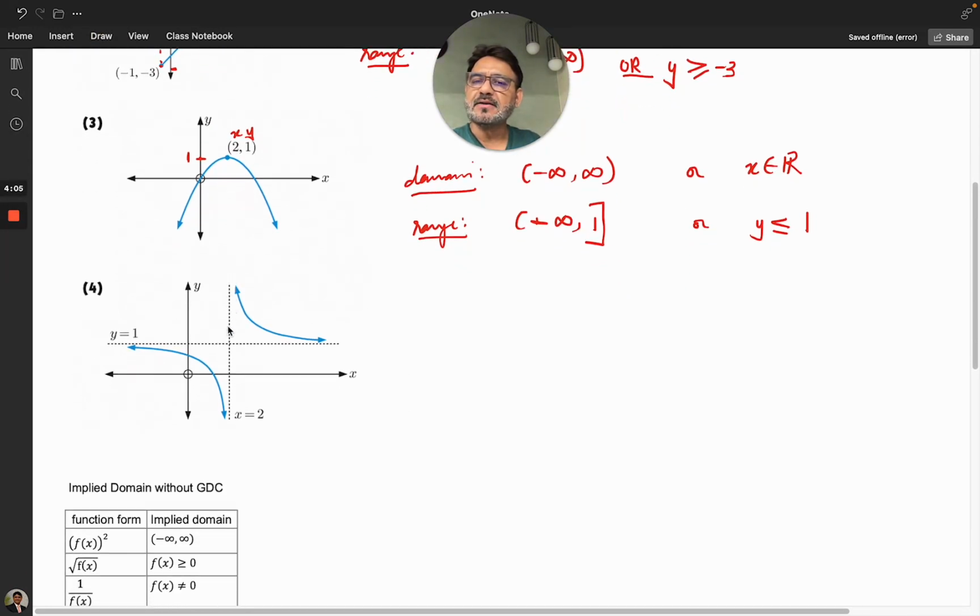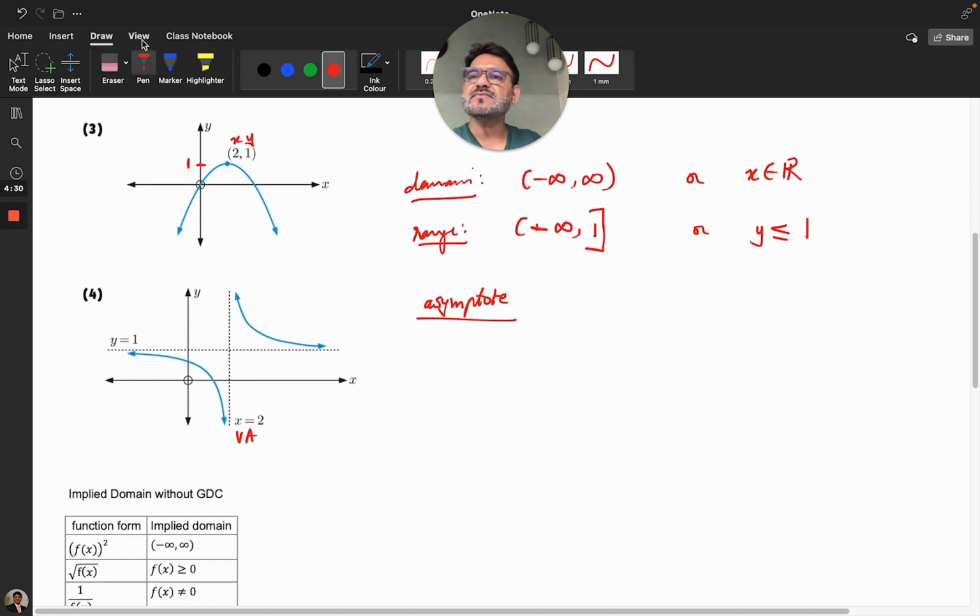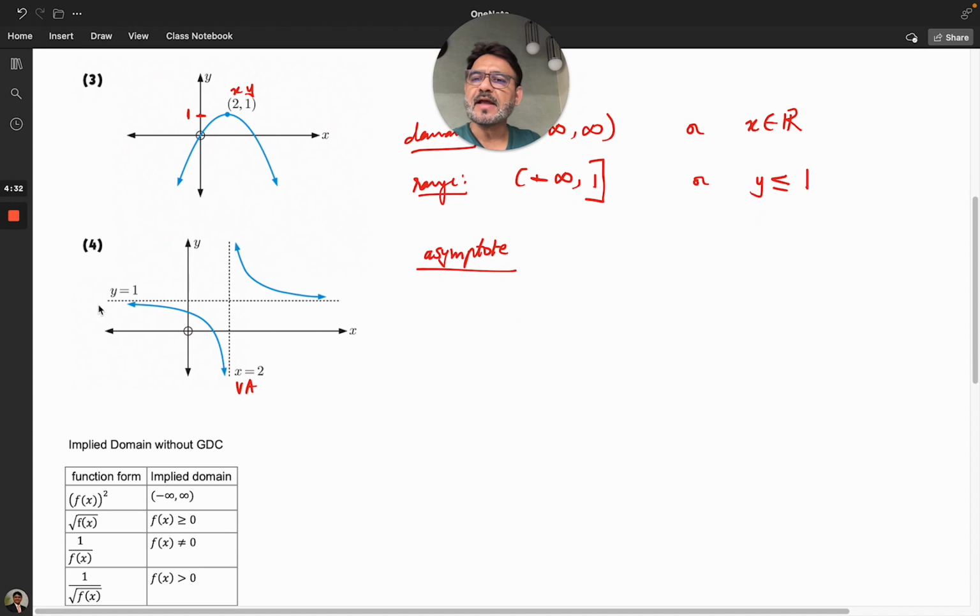This dotted line is the vertical asymptote. Means this graph will approach this value but will never take this value. This graph will approach 2 but will never take this value. This is the horizontal asymptote. So nomenclature, this is the vertical asymptote. You spell asymptote like this. So this is the vertical asymptote and this is the horizontal asymptote.